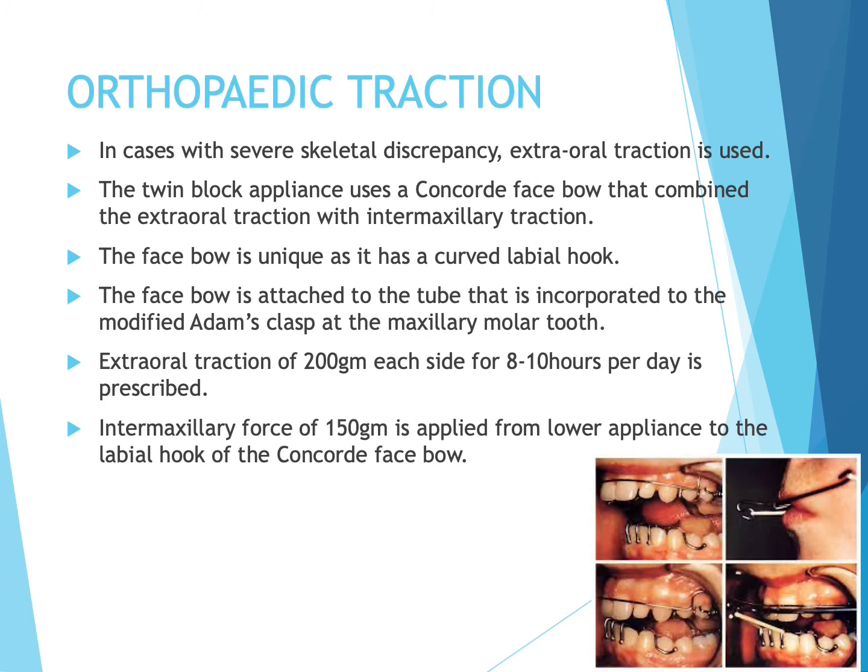In cases with severe skeletal discrepancy, extraoral traction is used. The twin block appliance uses a Concord face bow that combines extraoral traction with intermaxillary traction. The face bow is unique as it has a curved labial hook. The face bow is attached to the maxillary molar. Intermaxillary elastic can be used from the curved labial hook of the face bow to the mandible. Extraoral traction of 200 grams each side for 8 to 10 hours a day is prescribed. Intermaxillary force of 150 grams is applied from the lower appliance to the labial hook of the Concord face bow using elastic.